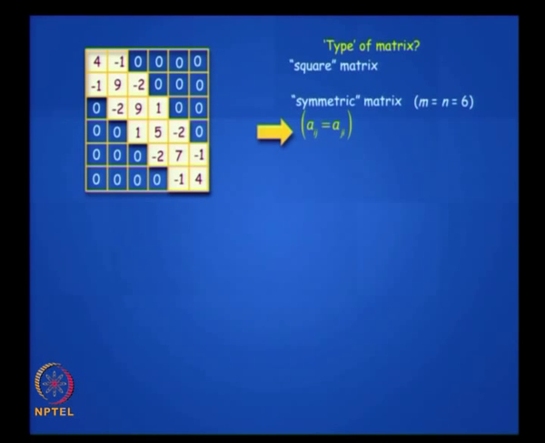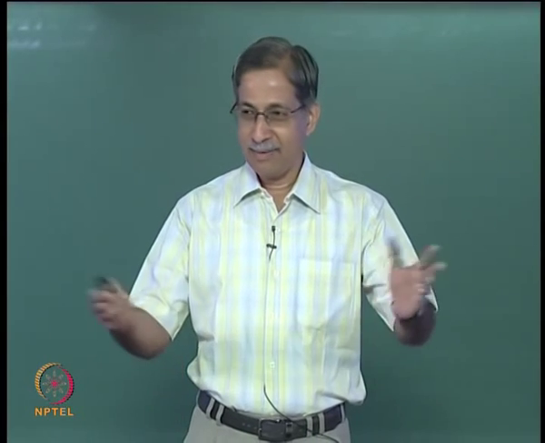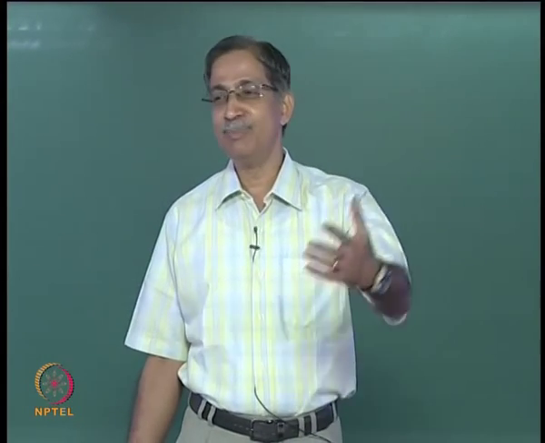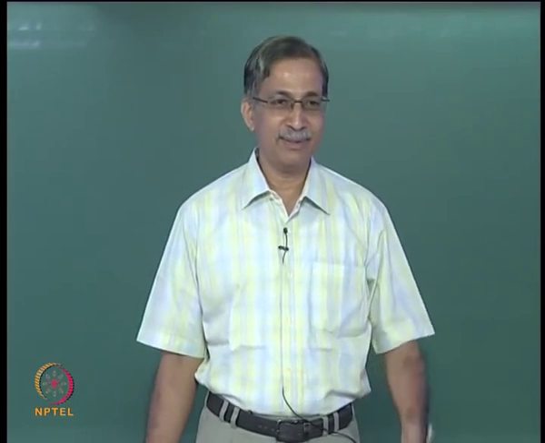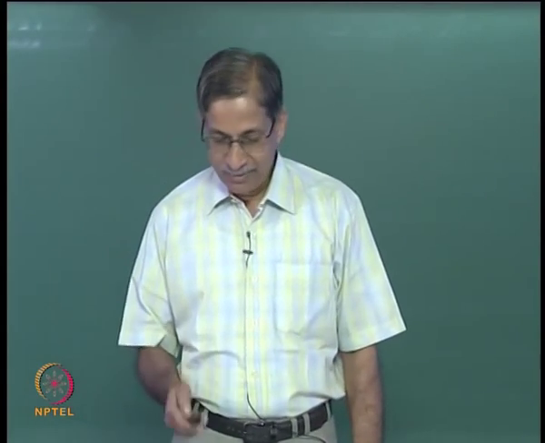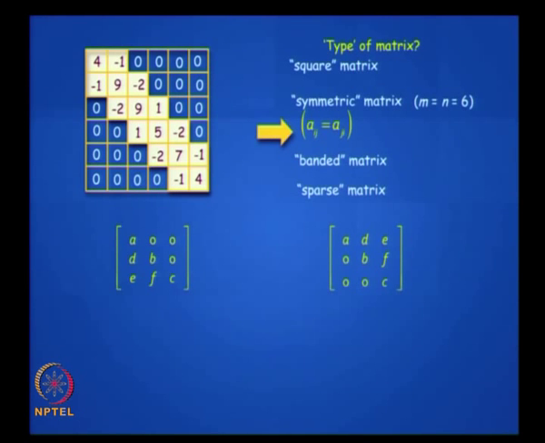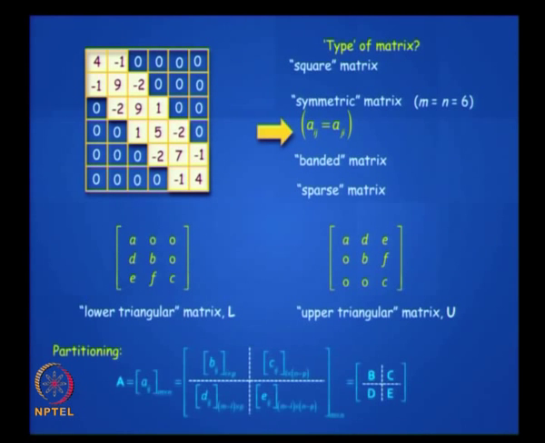So square matrix, symmetric matrix, banded matrix, sparse. Sparse means not filled, empty. This class is relatively full, but on the days before you have other exams, you have a sparse matrix here, because some of you don't show up, right? So now it's not sparse.